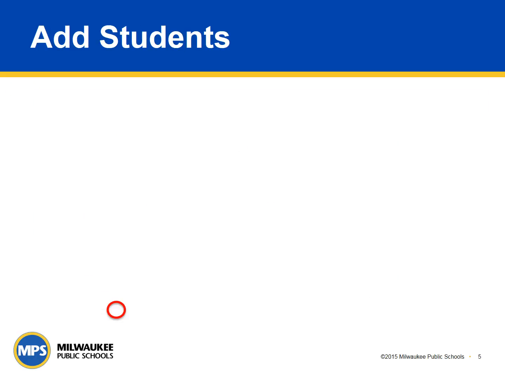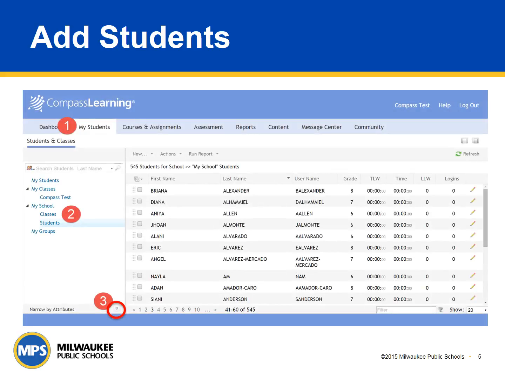Now that you have created a class, you want to add students to that class. So the first thing is make sure you're still on the My Students tab, and then on the left-hand side where it says My School, you want to expand that and click on Students. This will give you a list of every student in the school.